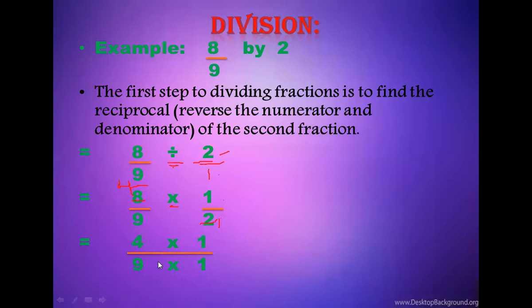Now simply multiply them. Here you have 4 multiplied by 1 is 4 and 9 multiplied by 1 is 9. Your answer is a proper fraction, so you will not convert it into a mixed fraction.